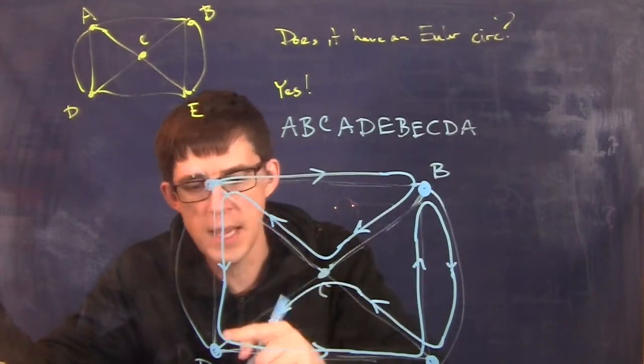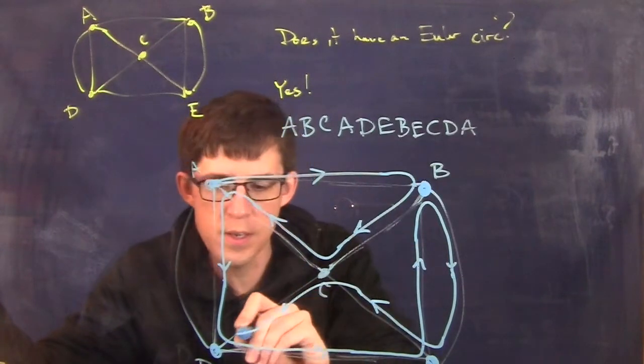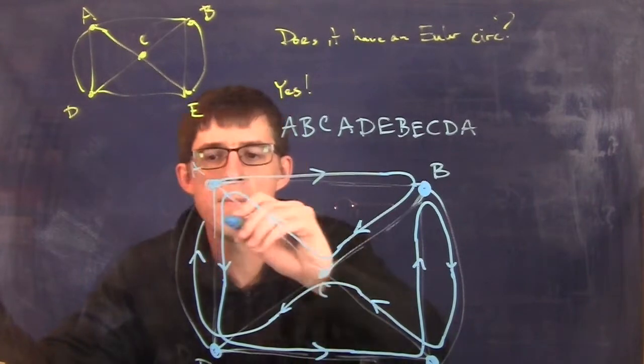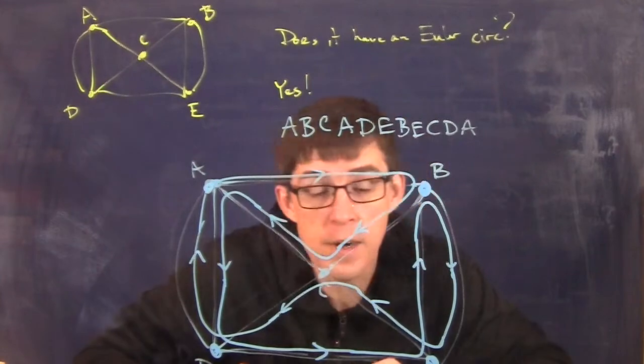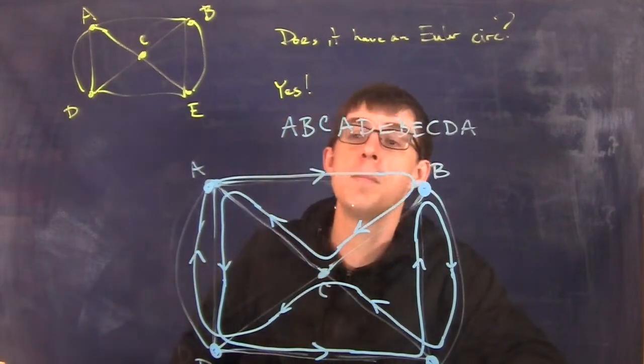And then C over to D. And then D back up to A. And there is one edge left that I can use to go back up to A. All right. And finally, I hit A. Okay? This is very clear where the path goes from step to step.